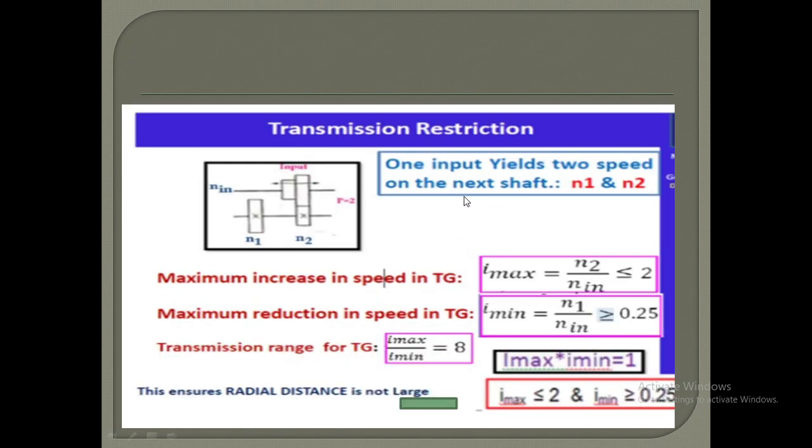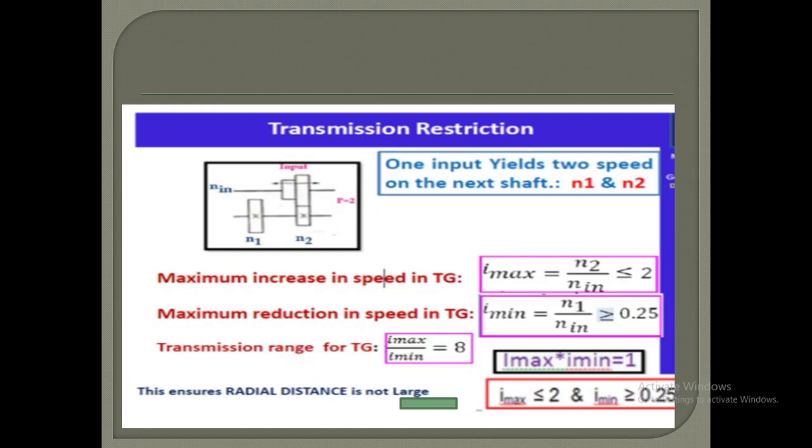Before going on to that, you know there are some speed ratios or limitations given. Here I have considered two shafts, and on the first shaft there are two gears. The input N2 and N1 are given. One is the input, and two speeds on the next shaft, N1 and N2, are given. Then what is the speed ratio? We know how to calculate the speed ratio.